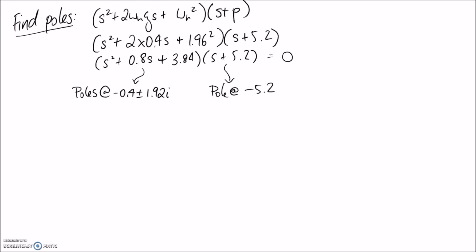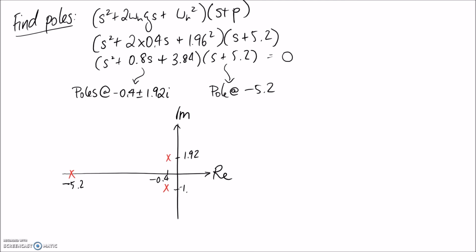So I'm going to plot these on a diagram. Oopsie, that was meant to say imaginary axis. And this is the real axis. So let's plot this one here. That's pretty easy. It's only got a real component, so that's going to sit on the real axis. And it's out at negative 5.2. And then this one has got, well, there's two of them, and they've got a real and imaginary component. So they're going to sit off the axis a bit. Okay. So the real component is 0.4, and the imaginary is the 1.92. And one is negative and one is positive.